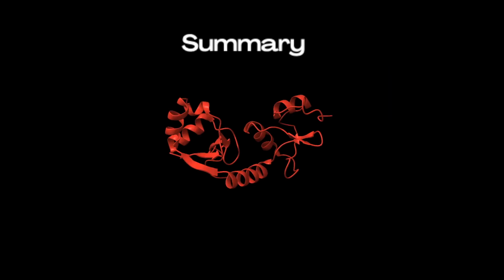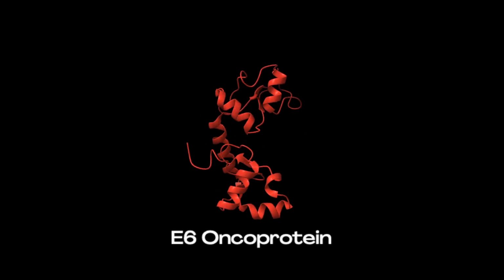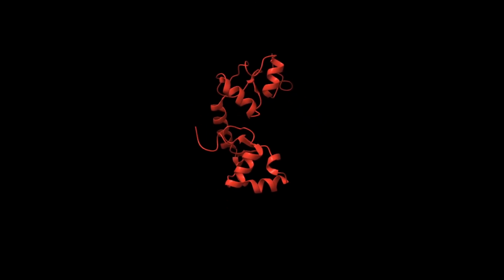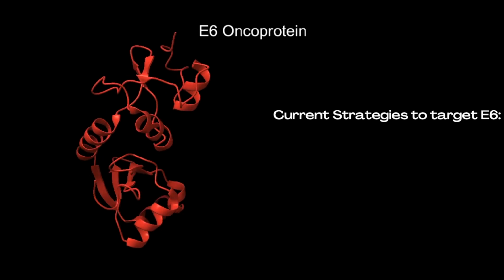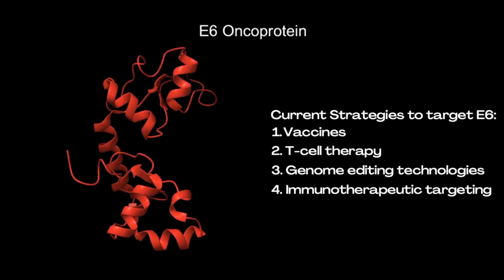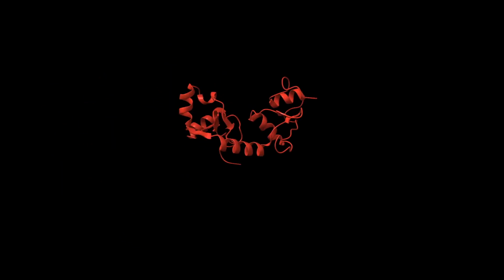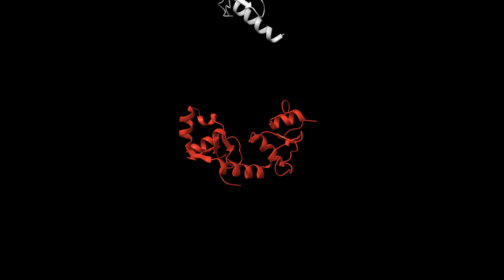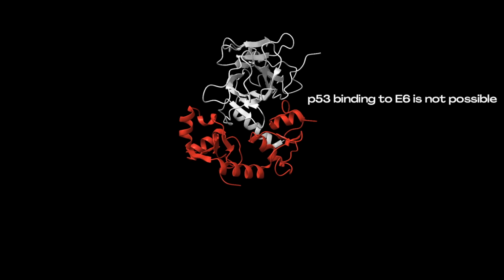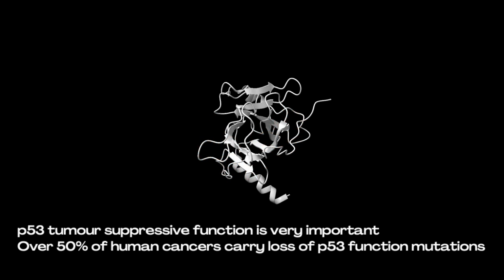In conclusion, E6 is a central oncoprotein driving HPV-mediated cancer. Therefore, it presents the most effective target for therapy. Current strategies targeting E6 include vaccines, T-cell therapy, genome editing technologies, and immunotherapeutic targeting. Future therapeutic suggestions include mutagenesis, i.e. changing, of critical positions at the interfaces where p53 binds, therefore blocking p53 binding and ensuring that p53 does not lose its tumour suppressive function.